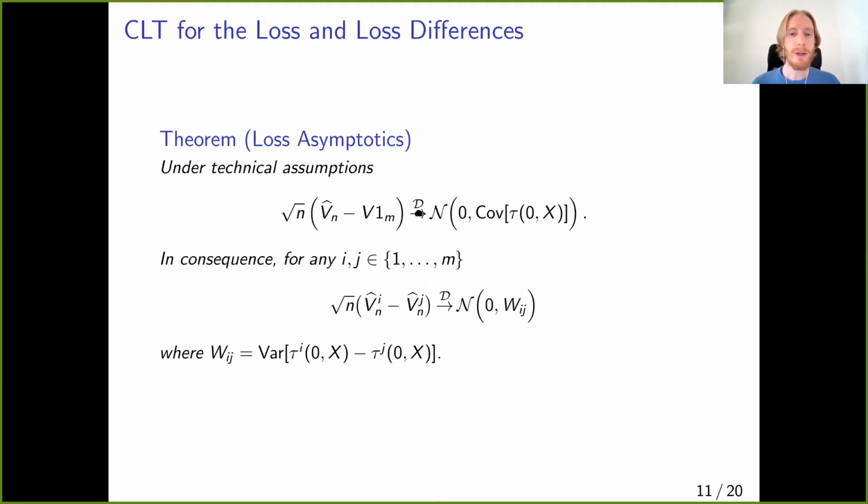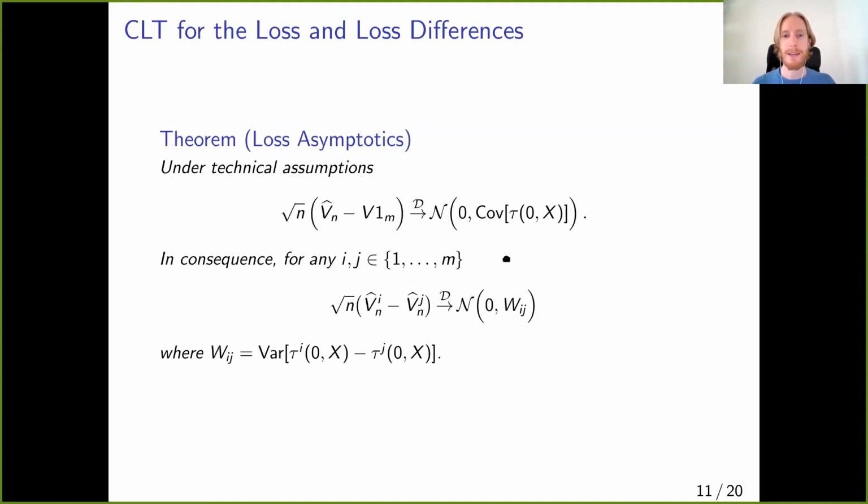And we look at this difference, we rescale it with square root of n as usual in this central limit theorem, and then it converges in distribution to a normal distribution whose covariance is the covariance of tau. Okay, and so this is now an m-dimensional multivariate normal distribution where m is the number of global minima of the population Frechet function.